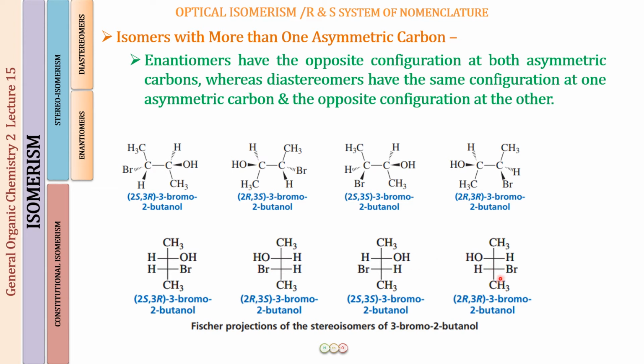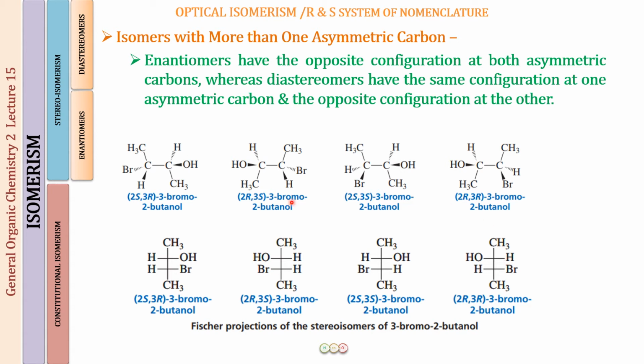But if you compare 4 with 2, well, that is going to be a diastereomer. 1 with 3 is a diastereomer, 1 with 4 is a diastereomer, 2 with 3 is a diastereomer, 2 with 4 is a diastereomer. Okay, 1 and 2 they are enantiomers, 3 and 4 they are enantiomers. And with the RS configuration, telling which is going to be an enantiomer and which is going to be a diastereomer is going to be very easy for you.